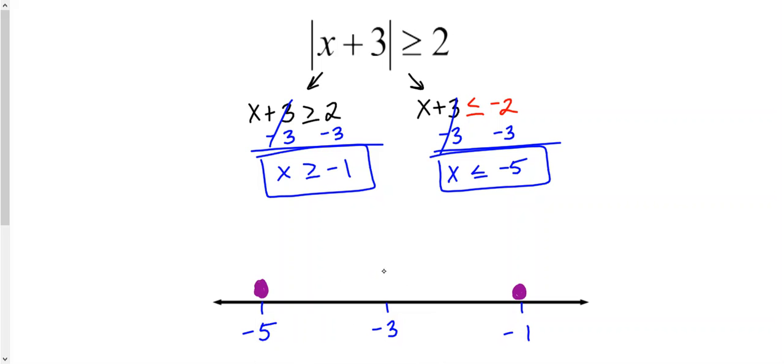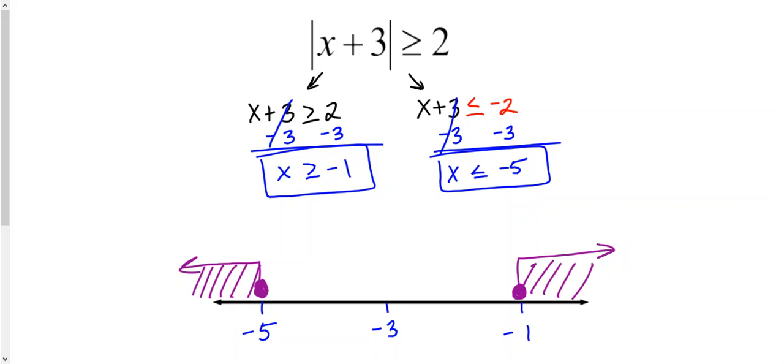And because it is inequalities, I have to shade. So this first one, I want where x is greater than or equal to -1. So I want to go towards the numbers that are bigger than -1. -3 is not bigger, so I'm going to go away from -3. And then I want where x is less than or equal to -5. Again, -3 is not less than -5, so I want to go away from it. And then that's it. You have your solutions and you have your graphing.